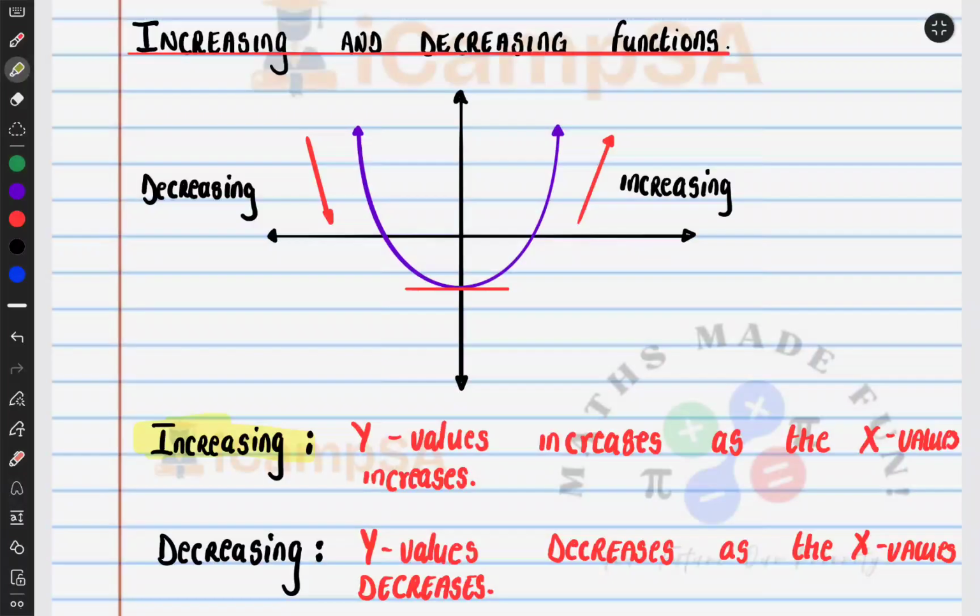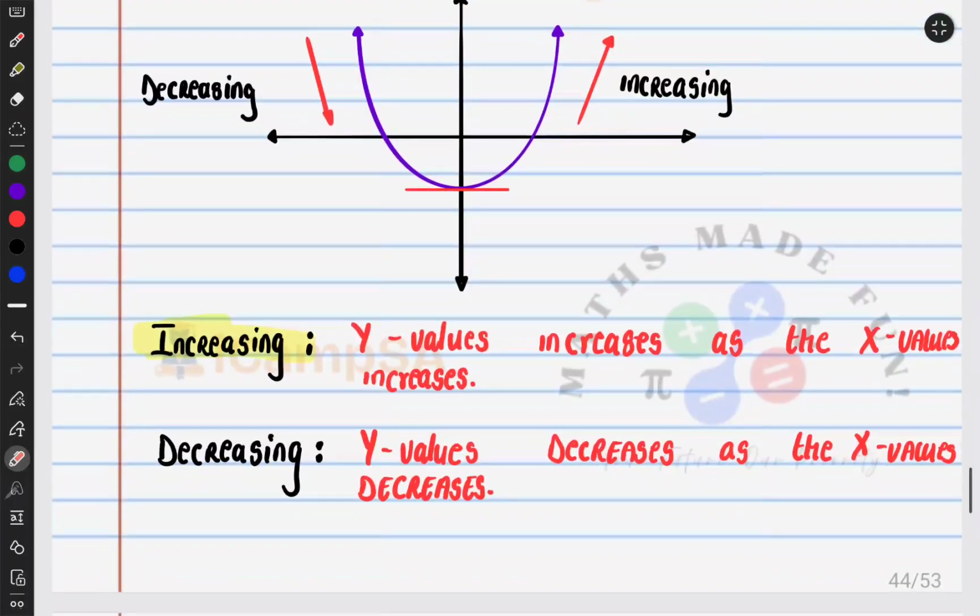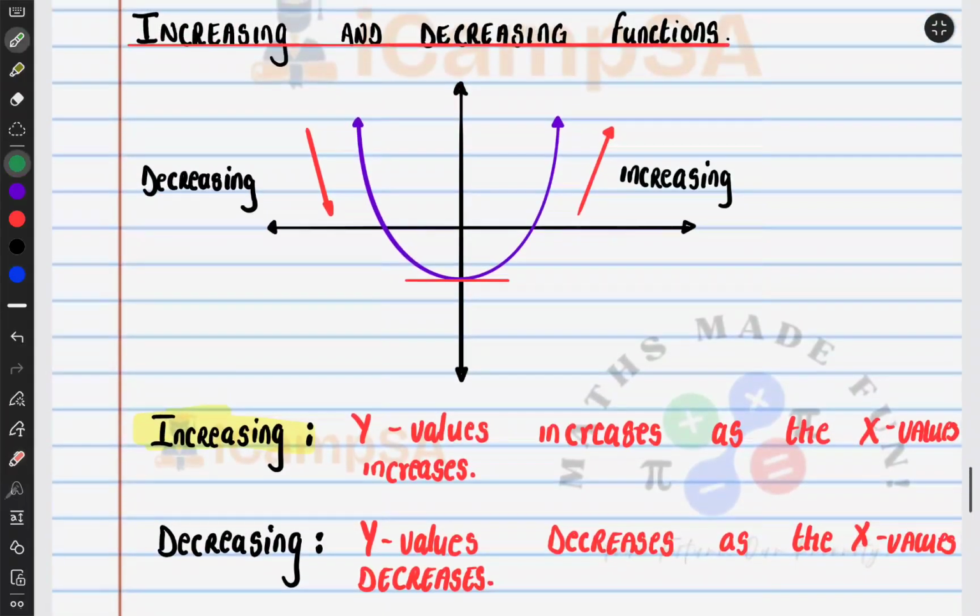And on the other hand, if we move from left to right, the x values are increasing, but now the y values are going down, they are decreasing, then we say the function is decreasing. So if maybe we had a straight line function like the one that you see there, as we are moving from left to right, the x values are increasing and the y values are also increasing for this function.